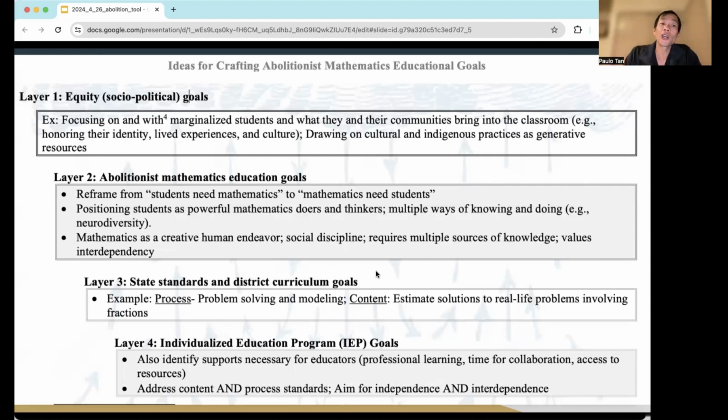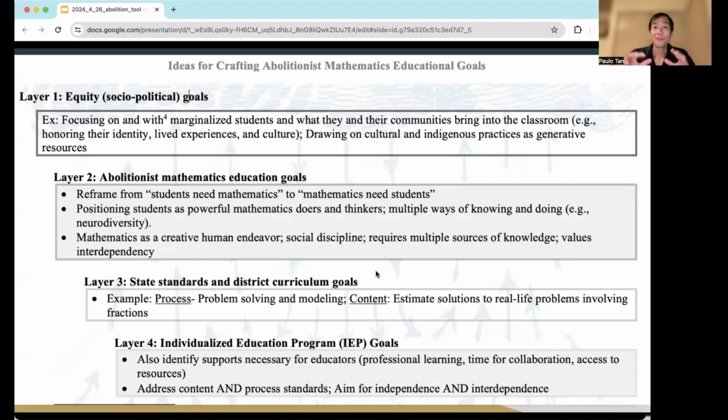Another example could be positioning students as powerful mathematics knowers and doers, having multiple ways of knowing and doing, neurodiversity. Again, these are still larger goals, right? And they're not specific to standards, if you will, which is actually the next layer. So now we get to the standards.